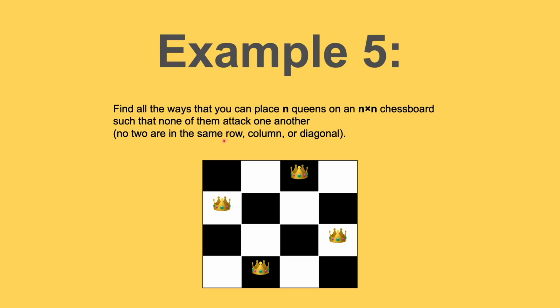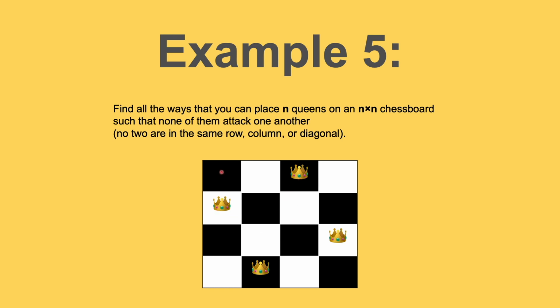Up next, example 5. Let's talk about this very famous example. Maybe I should have talked about it in the beginning of this video because this is the classic example that everyone talks about when they want to teach backtracking. And the problem is that we have a chessboard of size n by n, and your goal is to place n queens inside this board such that no two queens can attack each other.